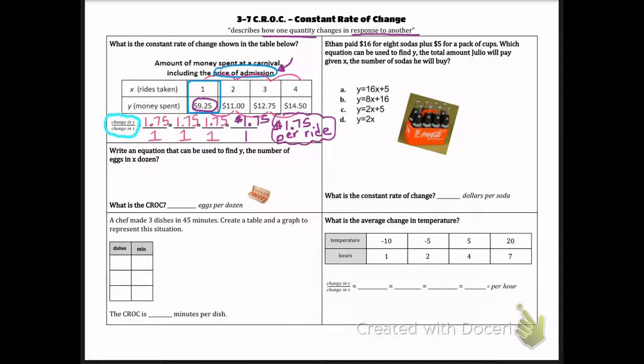Let's look at this next one. Ethan paid $16 for 8 sodas plus $5 for a pack of cups. Which equation can be used to find y, the total amount he will pay, given x, the number of sodas he will buy?